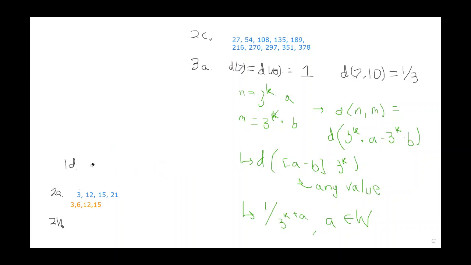So we'll keep 3a and 3b up here. Let me label this as 3b. All right. What about 3c? Suppose that d of 17m equals 1 over 81. Determine all possible values of d of 16.